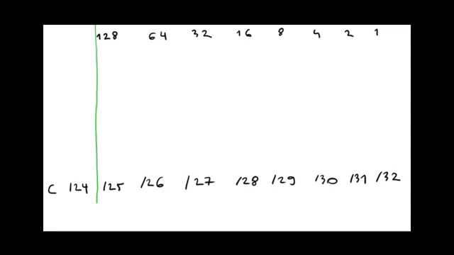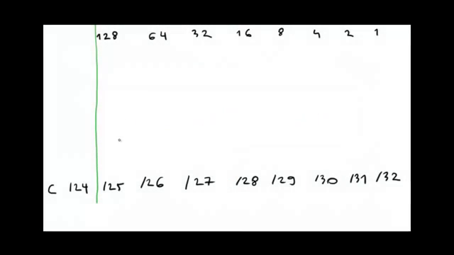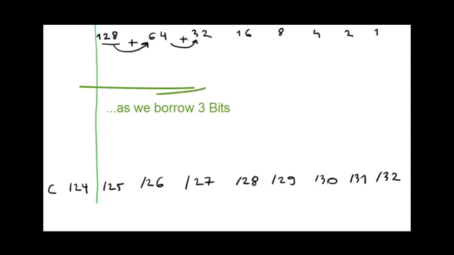And now we're getting to the point. What is the subnet mask value in dotted decimal notation? For /25, it's 128. For /26, okay, it's not 64, it's 128 plus 64. For /27 is 128 plus 64 plus 32.